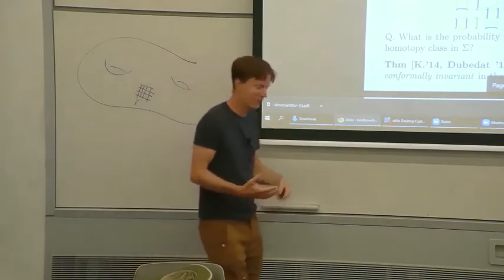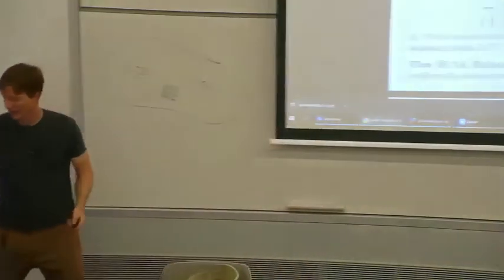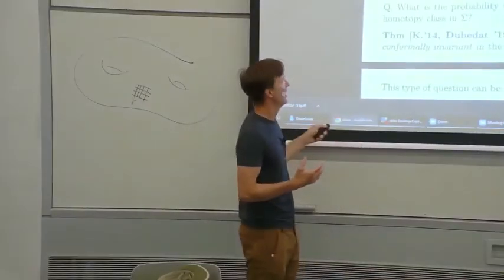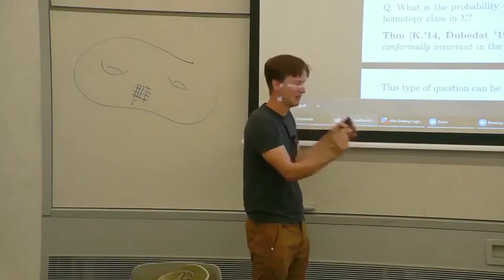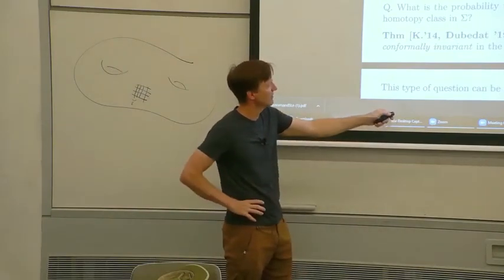Can we use our determinantal structure to compute these things? One of the reasons we like this model is that these probabilities actually have a limit as the lattice spacing, the mesh size, tends to zero. That's called the scaling limit.